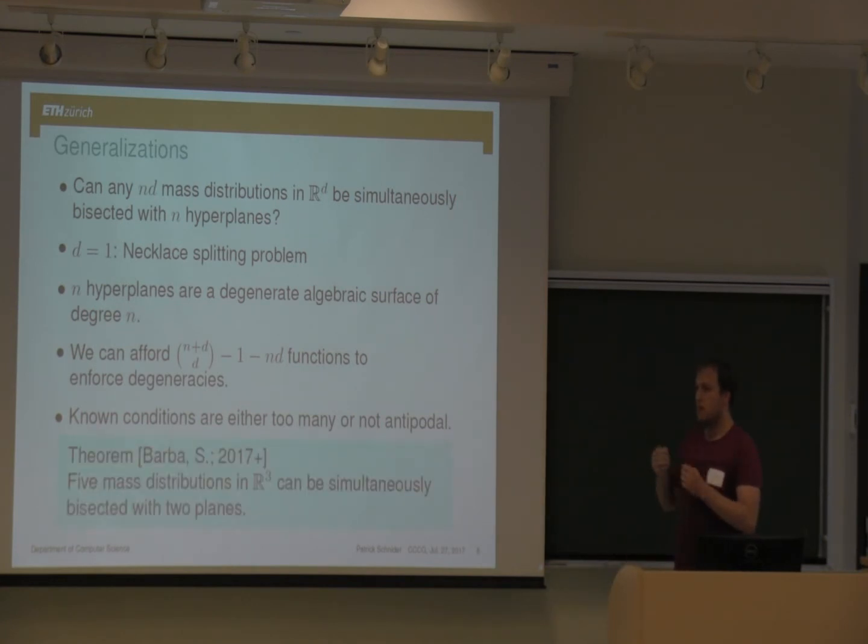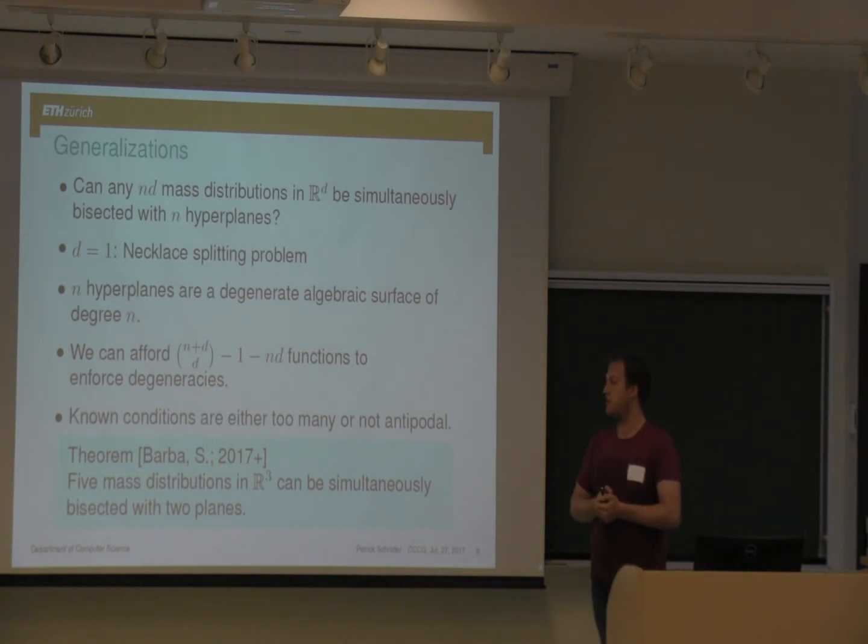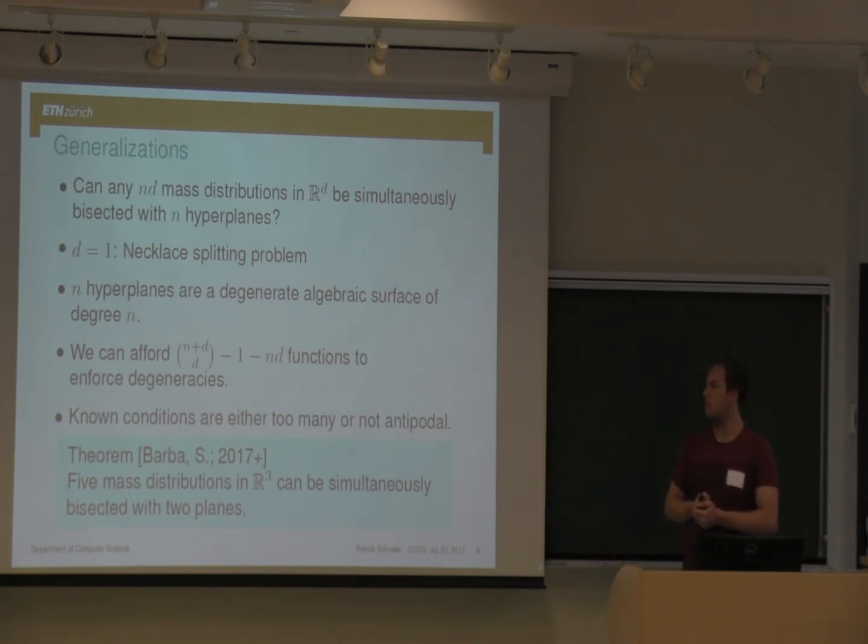But using some arguments like that, we were able to show that in 3 dimensions, we can at least do 5 mass distributions using 2 planes. So that's not exactly the thing up there. There we would hope for 6, but we can do 5, which is already better than the 4 that we have in 2 dimensions.